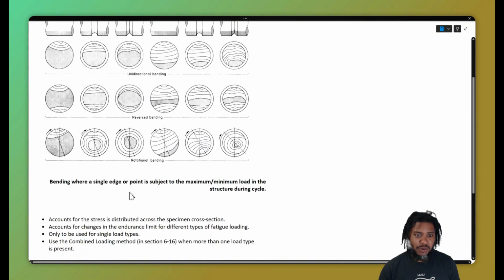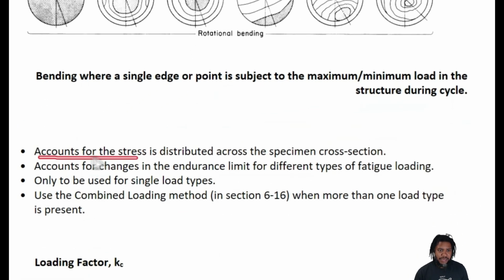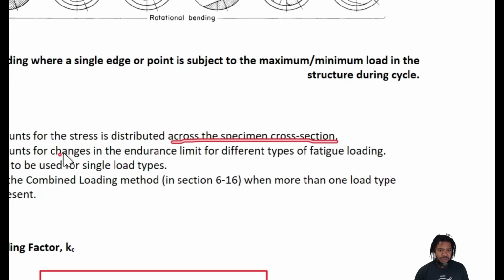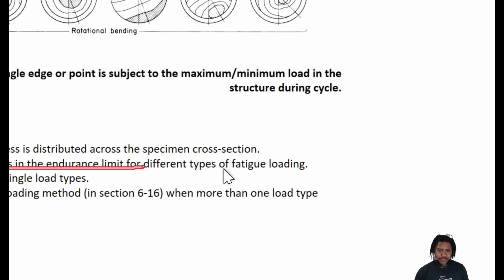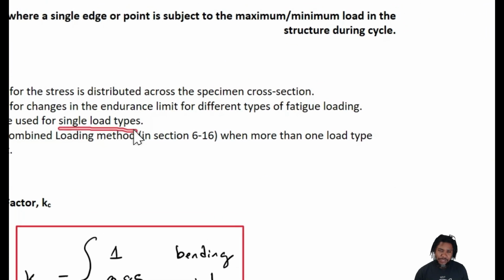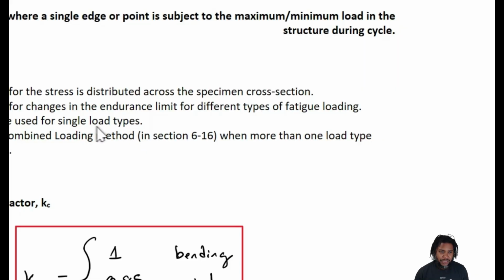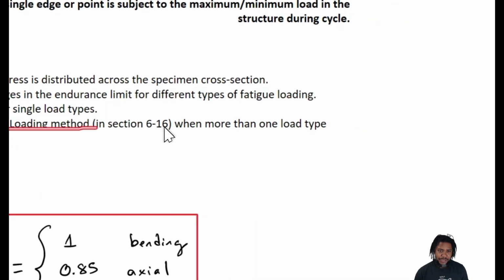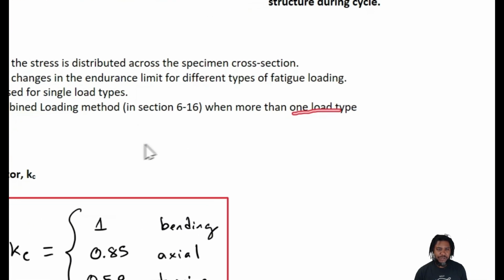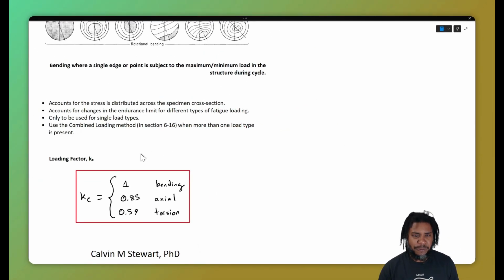Now, what does this loading factor account for? It accounts for the stress distribution across the cross-section. It accounts for changes in the endurance limit due to the type of loading. It's only to be used for a single type of loading, not combined loading. And if we do have combined loading, well, we're going to learn later on how do we deal with those combined loading conditions and fatigue resistance.